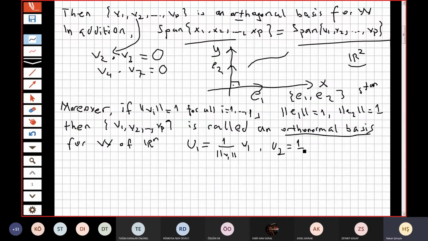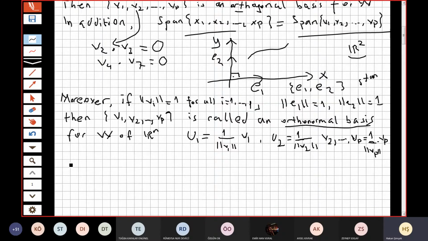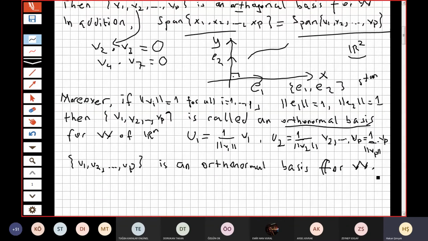u2 is defined by 1 over the norm of v2 times v2, and so on. The last one, up, is 1 over the norm of vp times vp. Okay. So now directly we can say that u1, u2, ..., up is an orthonormal basis for the subspace. Okay.